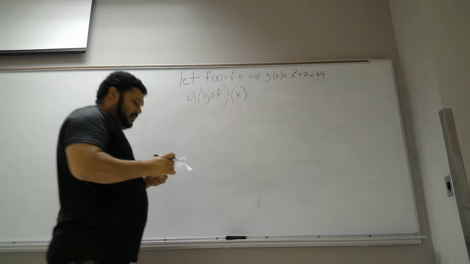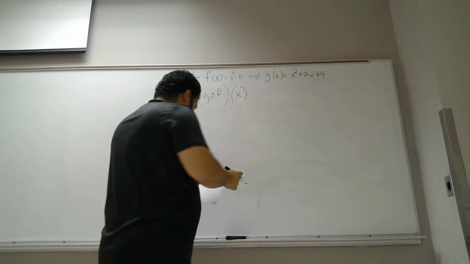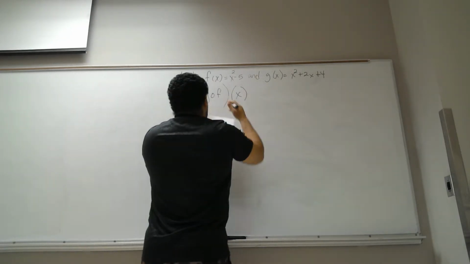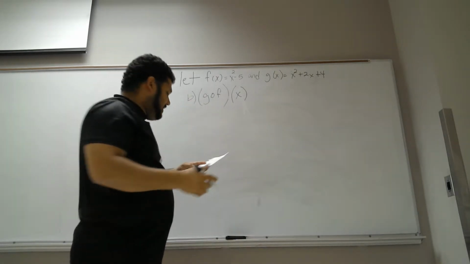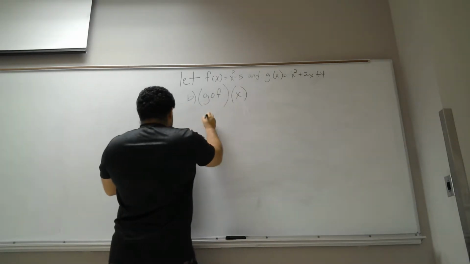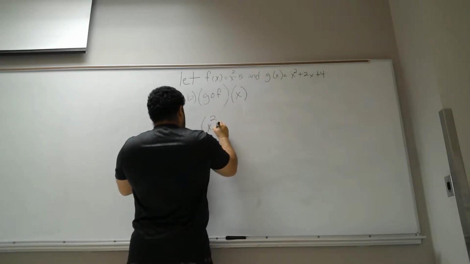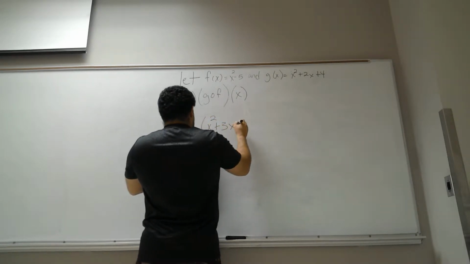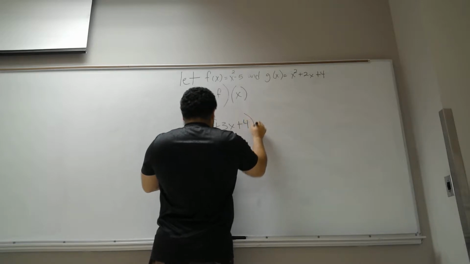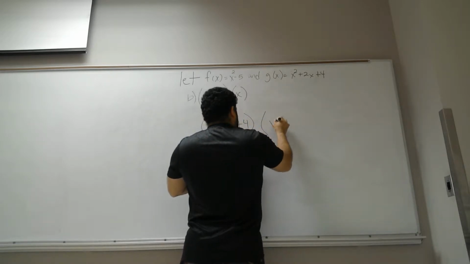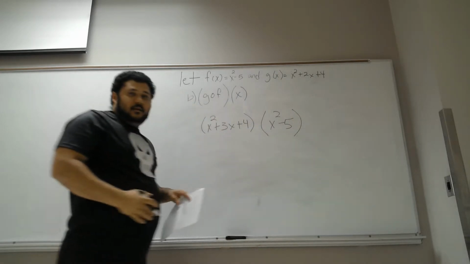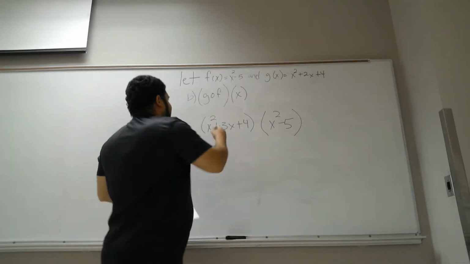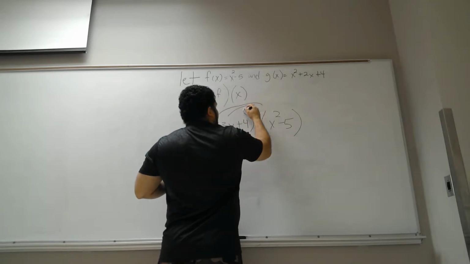In this one, it's similar to the previous one, but it's going to change because now g is going to be outside and f is going to be the inside. So now we're going to have x squared plus 3x plus 4 times x squared minus 5. And to solve it again, we're going to do the FOIL method and distribute all of them.